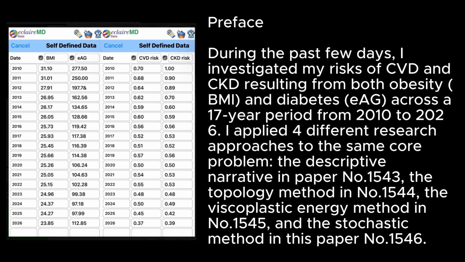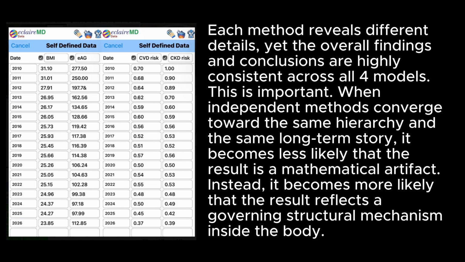Preface. During the past few days, I investigated my risks of CVD and CKD resulting from both obesity (BMI) and diabetes (EG) across a 17-year period from 2010 to 2026. I applied four different research approaches to the same core problem: the descriptive narrative in paper No. 1543, the topology method in No. 1544, the viscoplastic energy method in No. 1545, and the stochastic method in this paper No. 1546. Each method reveals different details, yet the overall findings and conclusions are highly consistent across all four models.